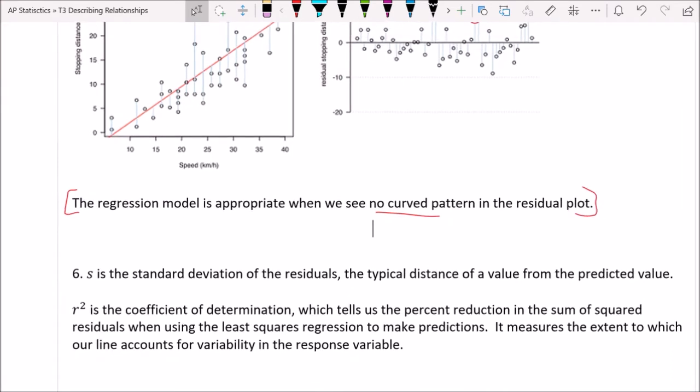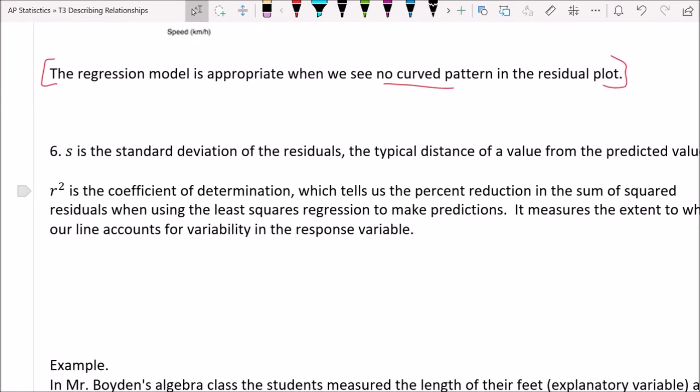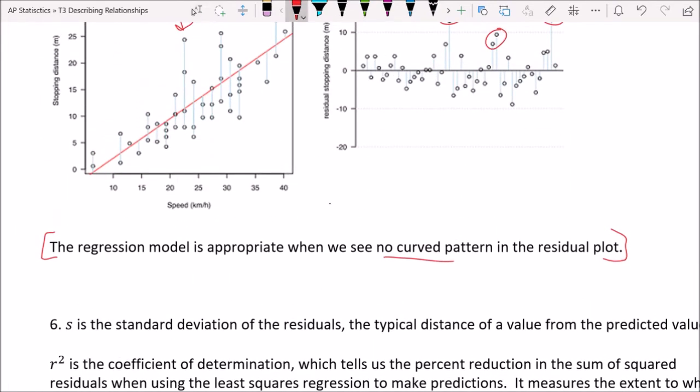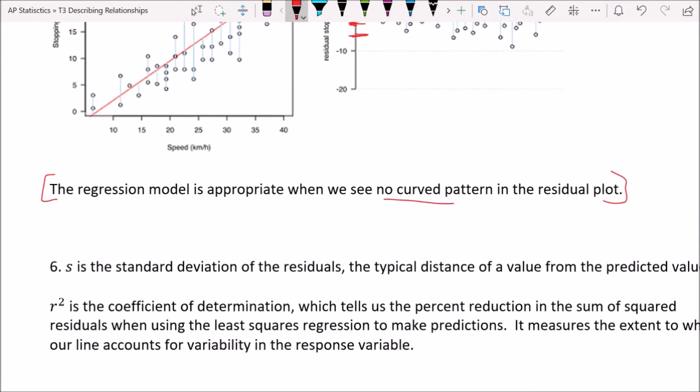Let's talk about one other thing first. A lot of this is just definitions. We need to know what S is. We need to know what R squared is. S is the standard deviation of the residuals. Hold up. Each of these residuals has a value, right? Like over here, this one's like a -2, and this one's like a -7 or whatever, and this one's like a 1. It's all those values put in a list, and then you find the standard deviation of those, and the calculator will do that for you when you do regression.